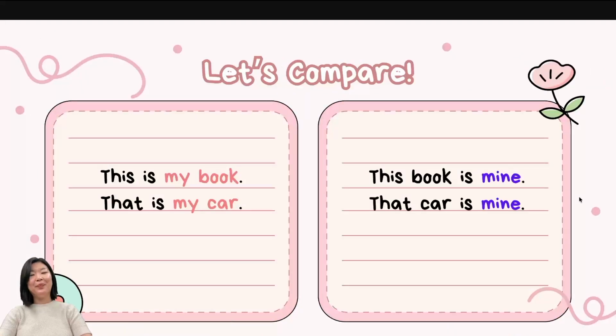Let's compare. This is my book. So you can say, this book is mine. It means the same but worded in a different way. That is my car. That car is mine. Do you see the difference? But they mean the same thing.